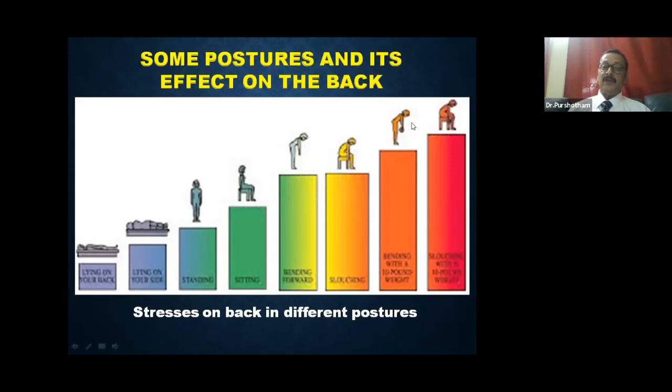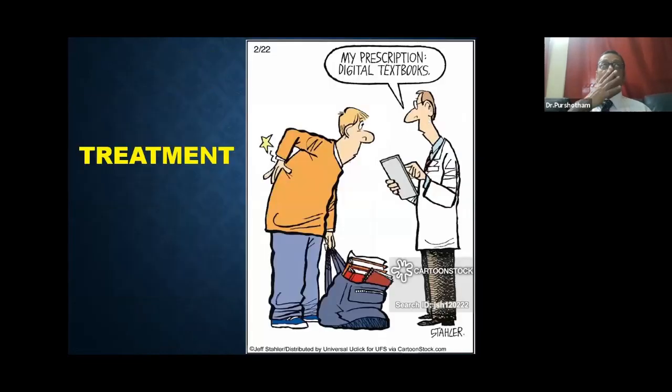Bending forward and lifting weight, and the worst, the red sign, is where you slouch and lift weight. That is the worst thing to have. Now we'll come to the last part of this topic, that is treatment. This cartoon is very depictive of my treatment prescription. Obviously he is a bit overweight and he is carrying loads of weight on his back. So the doctor's prescription is to go for digital textbooks. Of course, I would rather say put down your weight, reduce your weight.